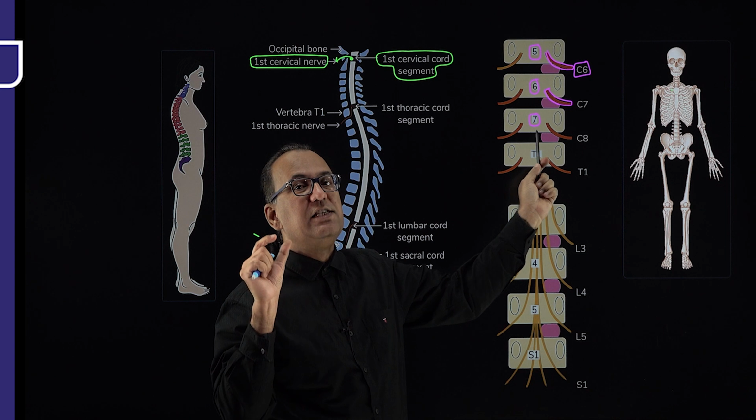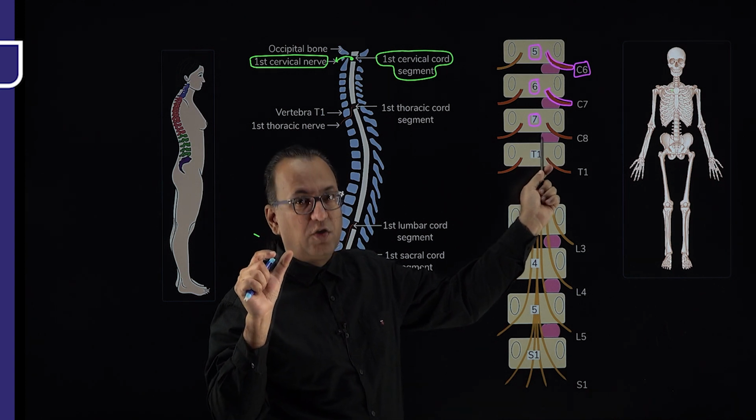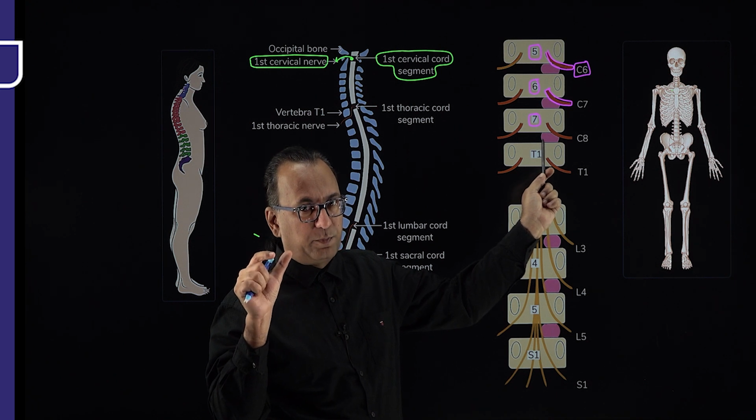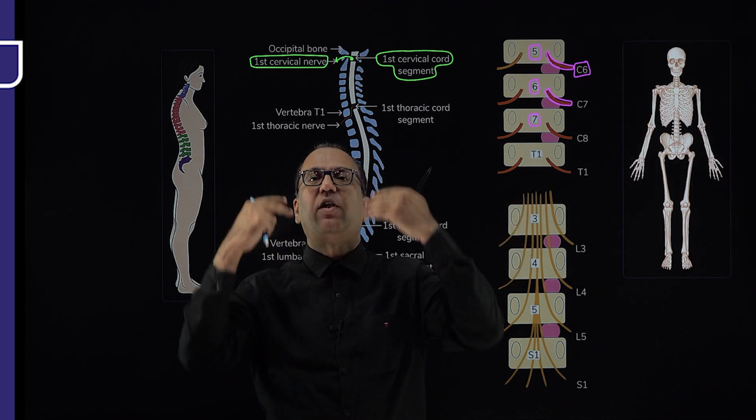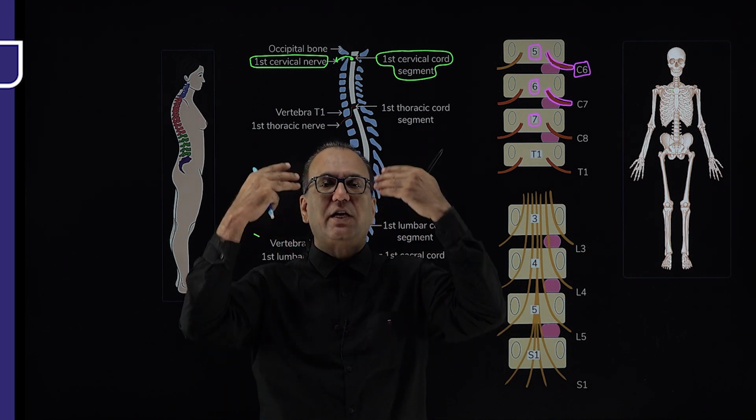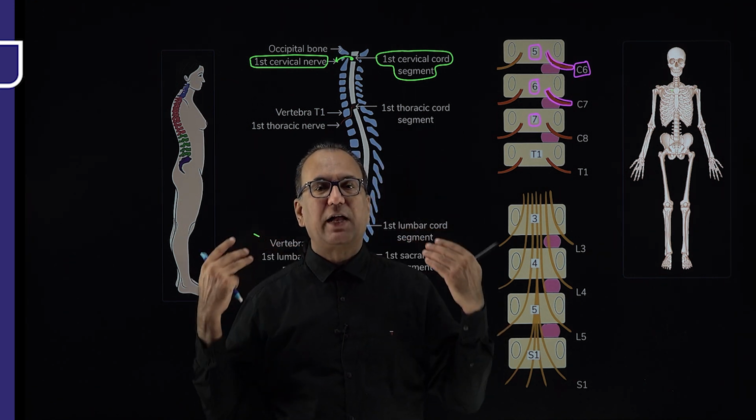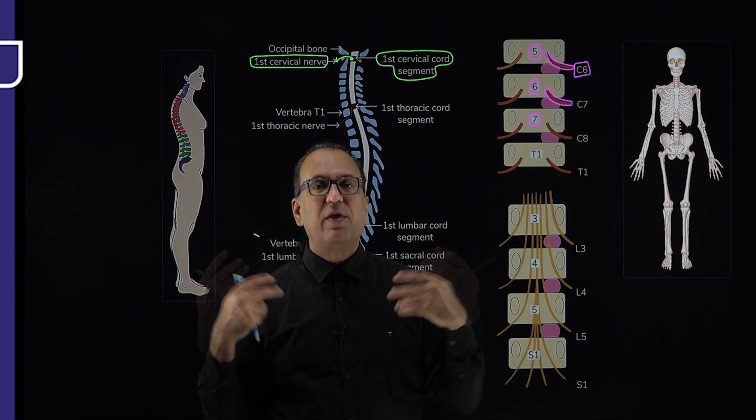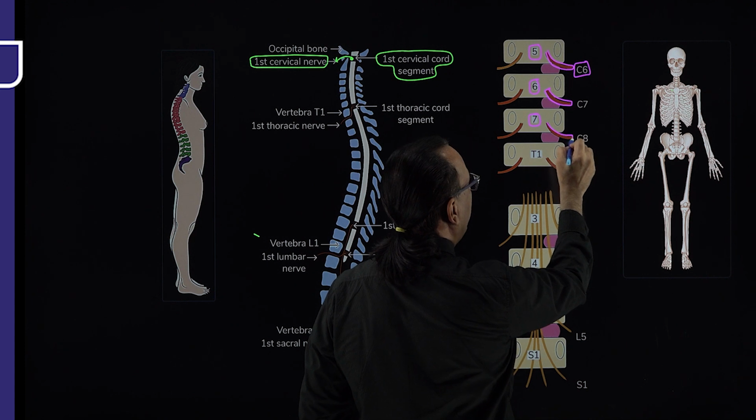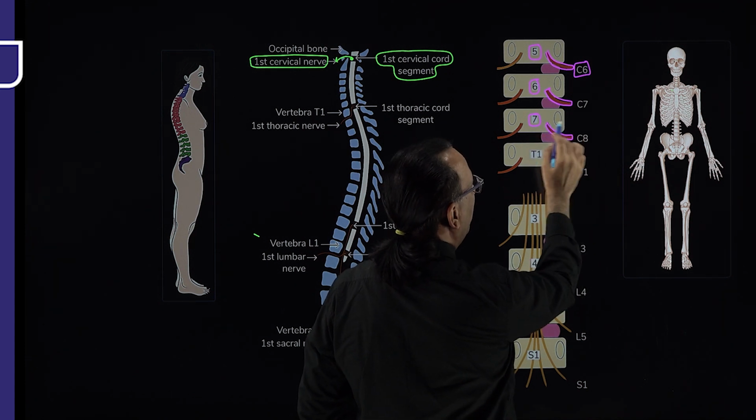So what about the C8 spinal nerve? Now, since you do not have C8 vertebra, where is the C8 spinal nerve going to pass? There is a discrepancy in the number of vertebra and the spinal segments. Number of vertebra in the cervical region are 7, but the spinal segments are 8. So what will happen to 8? Where the C8 nerve will pass? And as you can see, the C8 nerve is now passing under the C7 vertebra.